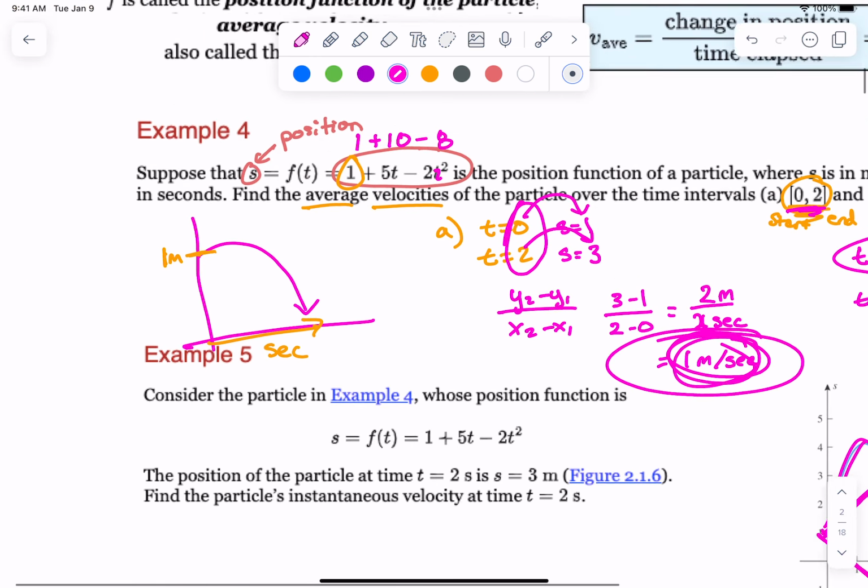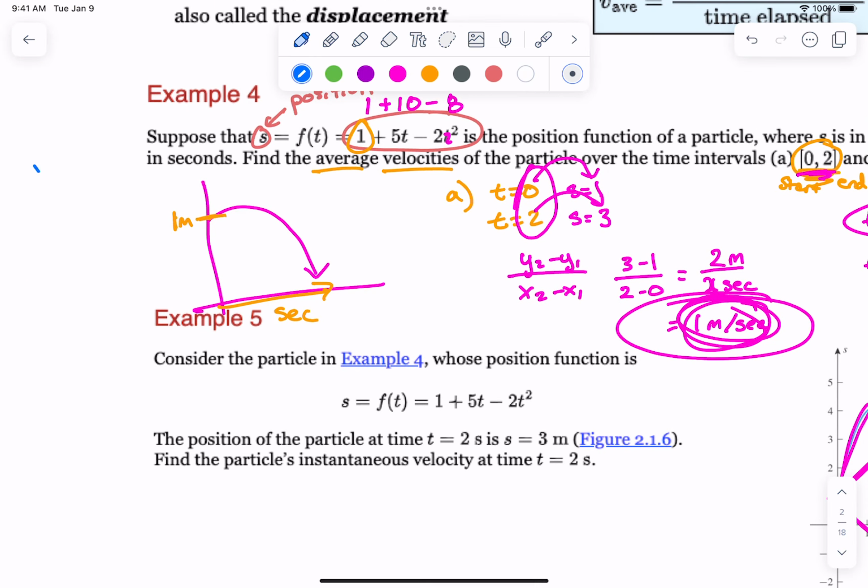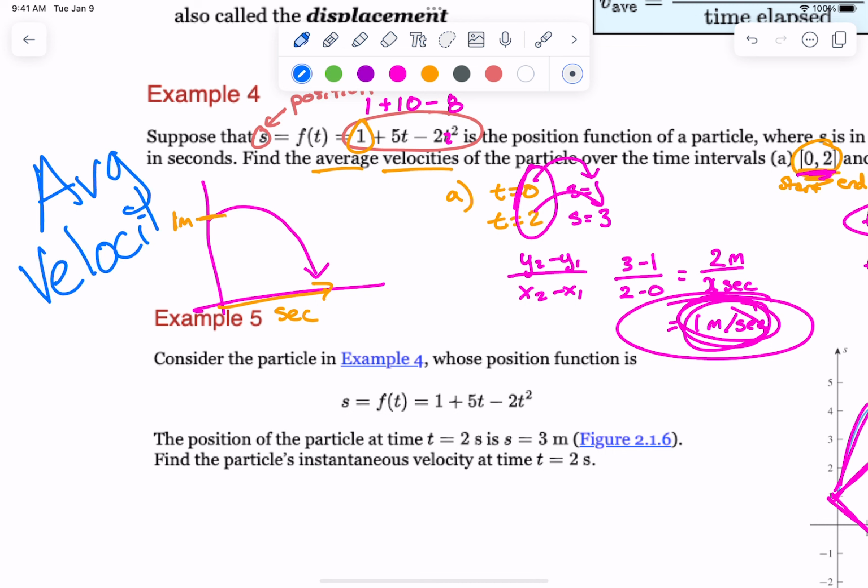Write this off to the side. This is when they ask you for average velocity. They're going to give you 2 points, a starting and an ending. You're going to plug them in and find the position, and then you're going to do the slope, and that's it. That's average velocity. Velocity is how fast he's going. Velocity is distance divided by time. We did the distance divided by the time, right? The position divided by how many seconds it was. Average velocity is what that is. Okay? Good?